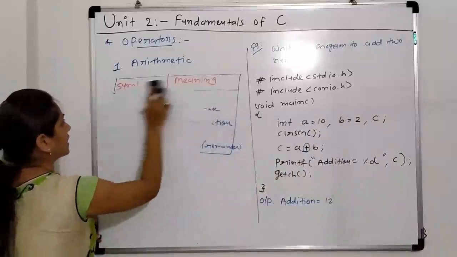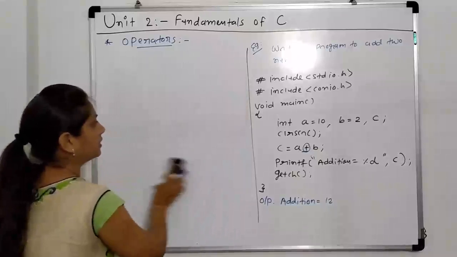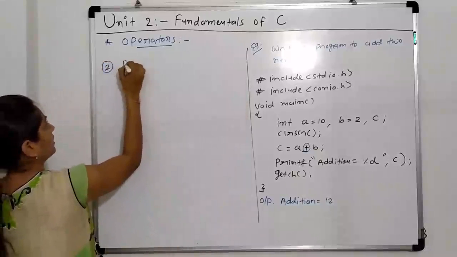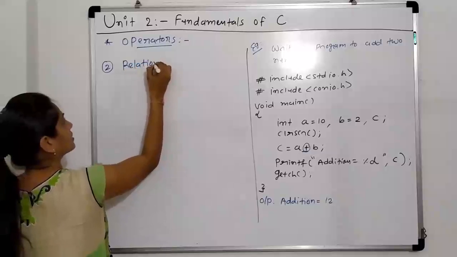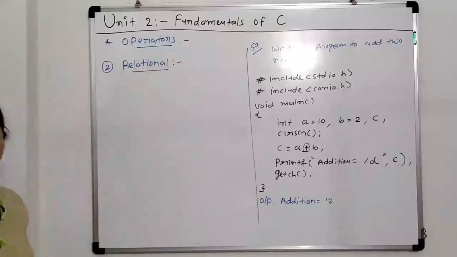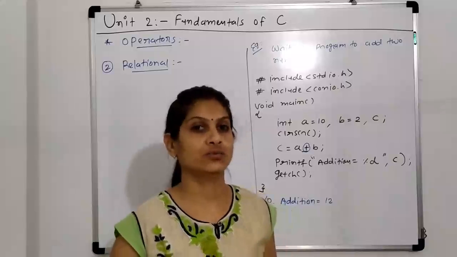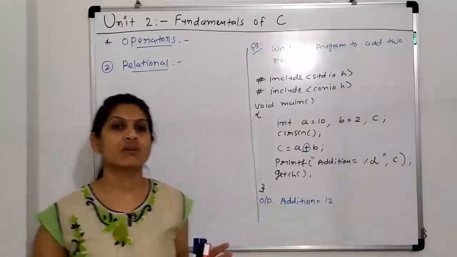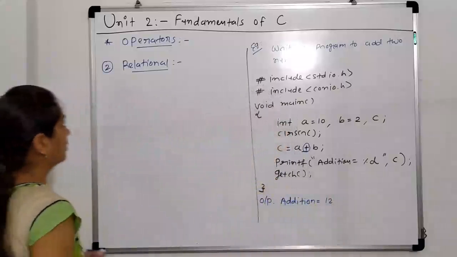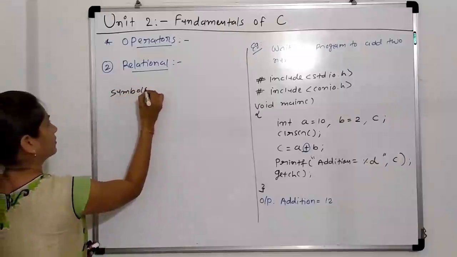Now start with the second. The name of the second operator is the relational operator. When we use this relational operator, it is used to compare two values. When we want to compare two values, then you can use this operator. Now draw the symbols and meaning.